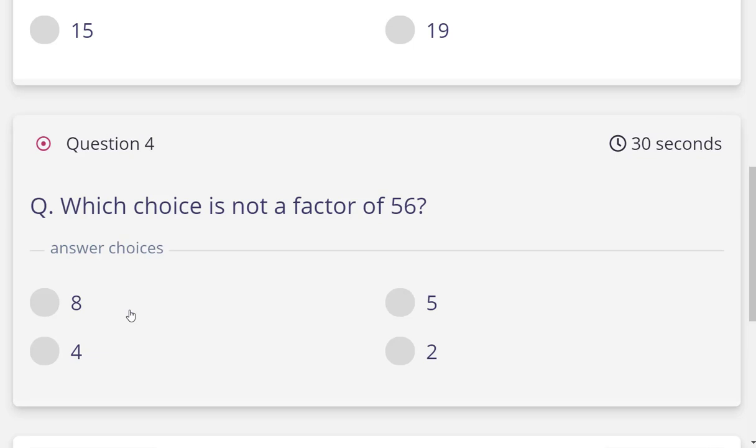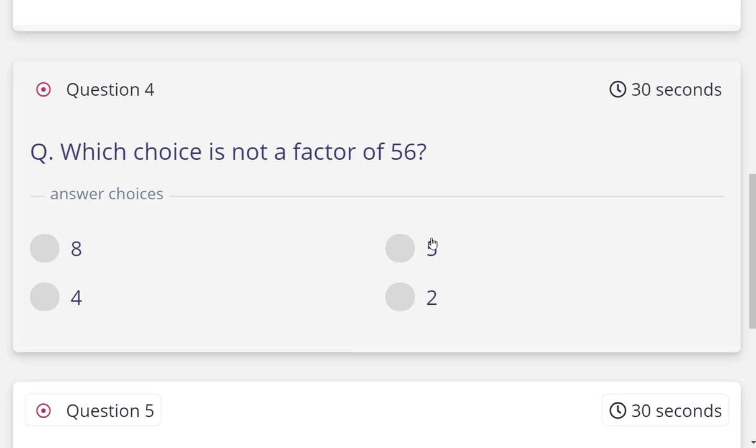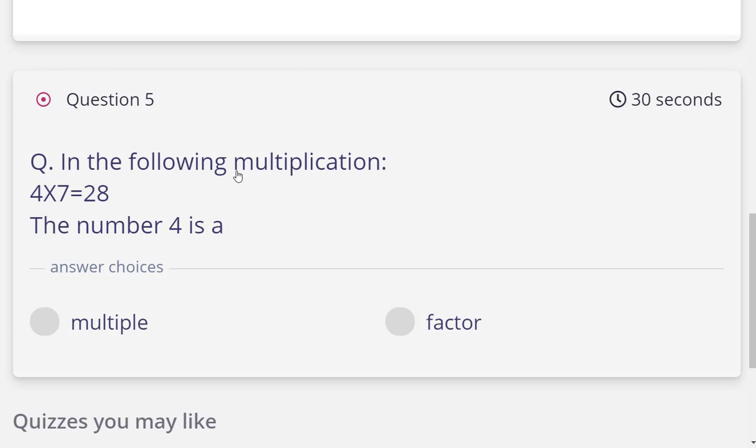Choose the correct choice. Which one is not a factor of 56? Of course, five, yes. And 8 is a factor, 4 is a factor, and 2 is a factor. In the following multiplication, 4 times 7 equals 28. Is the number 4 a multiple or a factor? Of course, factor. Okay, my heroes, this is the end of our session. See you next week, and goodbye. Goodbye.